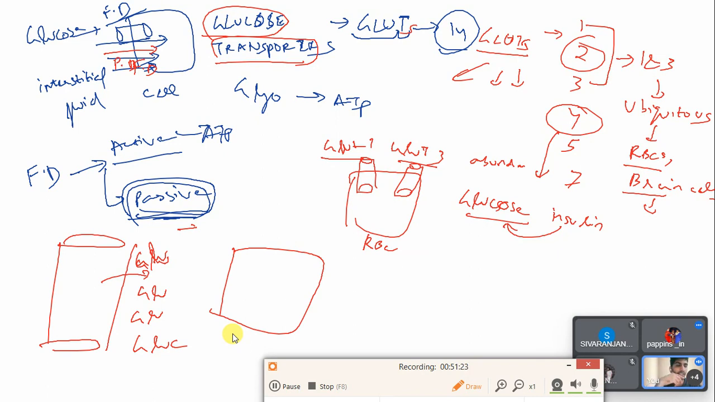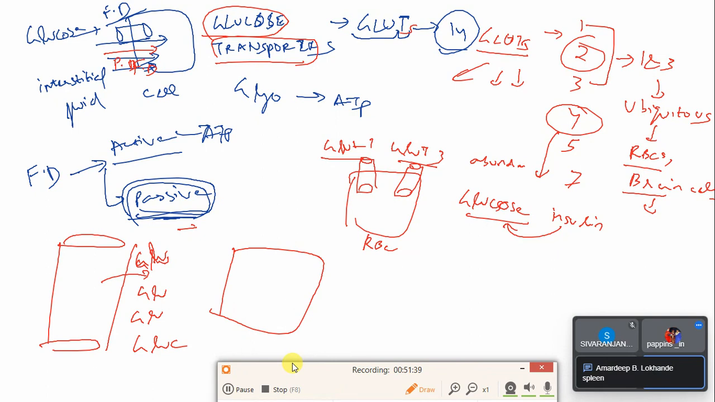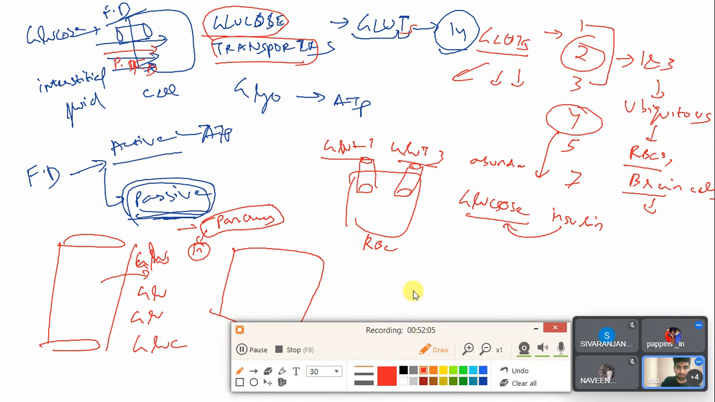Let me frame the question this way: which is the organ in our body which releases insulin? It's not the spleen, that's entirely wrong. It's the islets of Langerhans, that is, the pancreas. So this glucose is sensed by those cells in the pancreas, and the insulin is released.